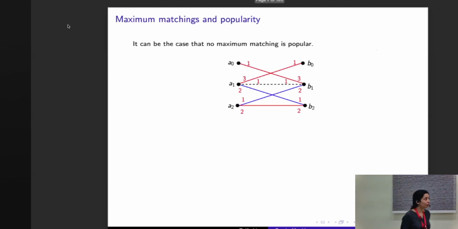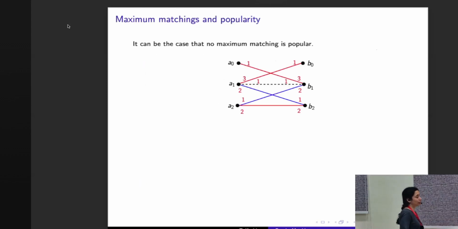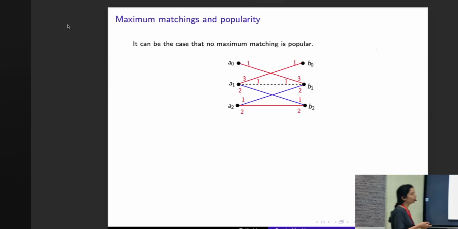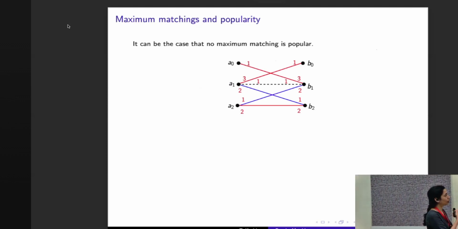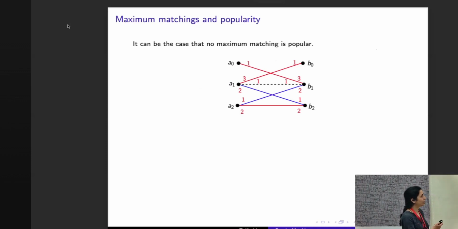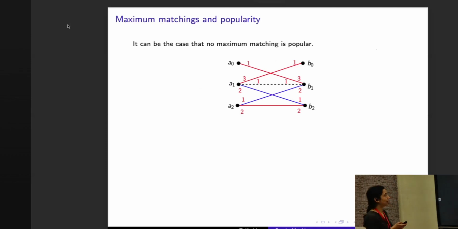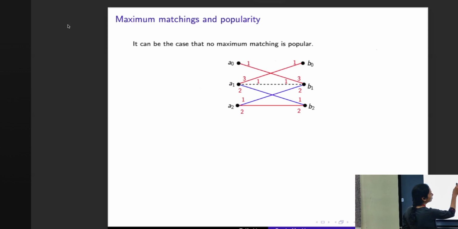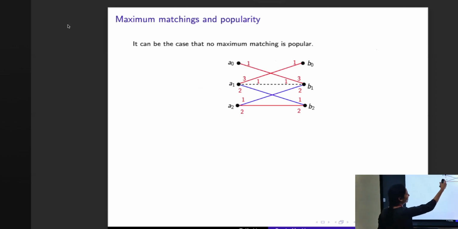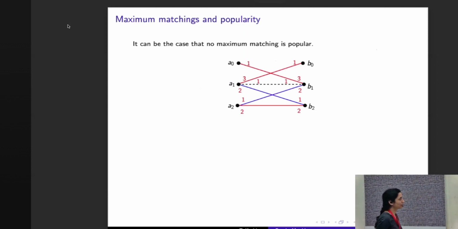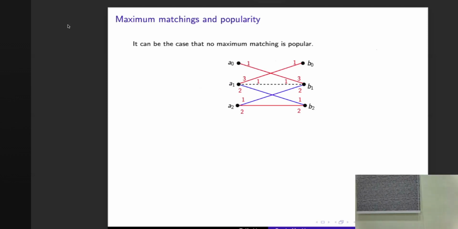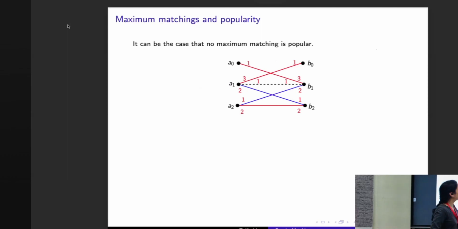Well, there need not be any maximum matching that's popular. So we came up with a size guarantee of 2/3, that is, the size of a largest popular matching is at least 2/3 the size of a maximum cardinality matching, and that's tight. If you look at this example, where 1 is top choice, 2 is second choice, 3 is third choice, and you examine it carefully, you will see that the blue matching is a popular matching here.